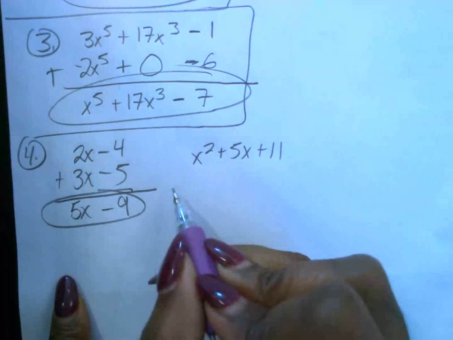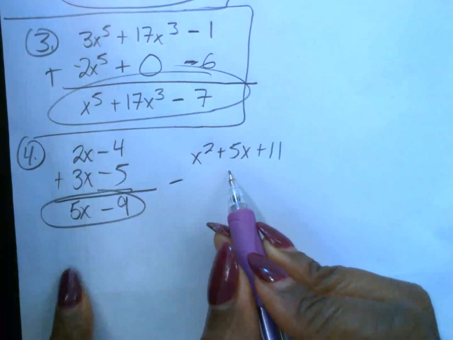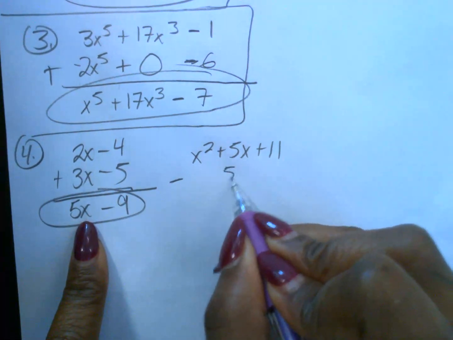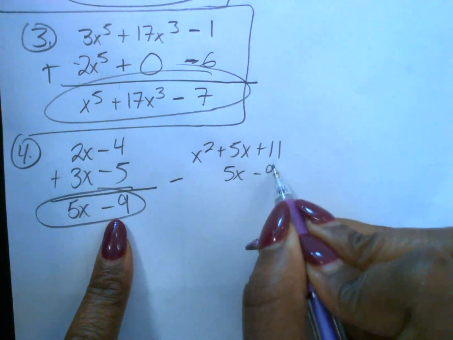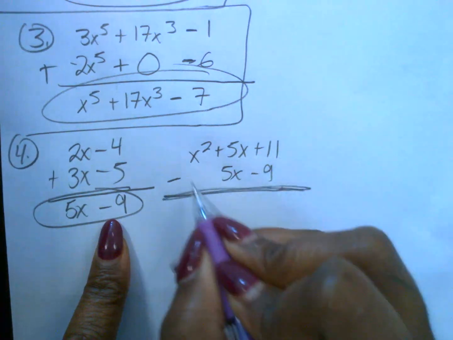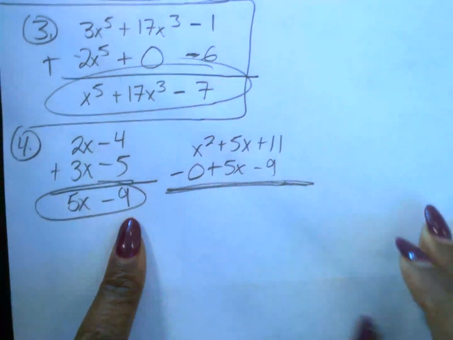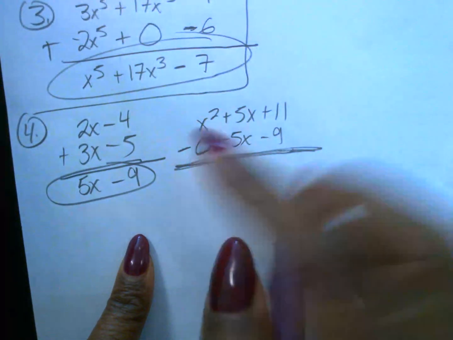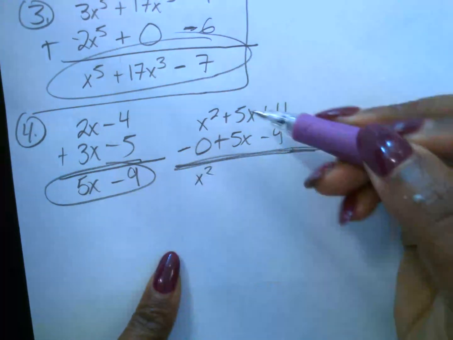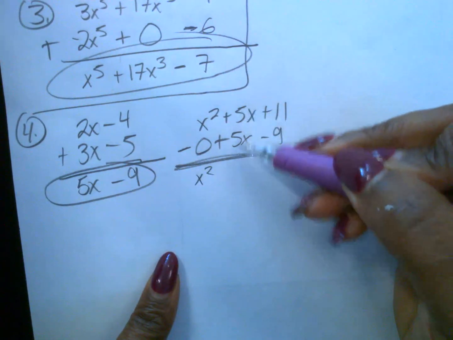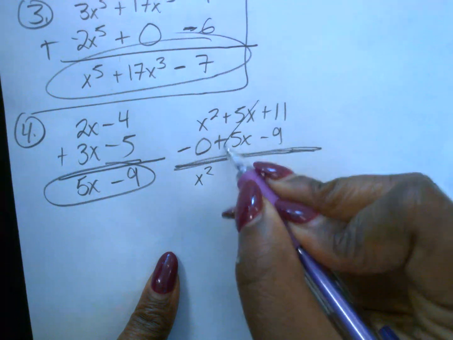So now I'm going to subtract this from it. So 5x goes under this 5x minus 9. So I'm subtracting now. I'm going to put a 0 as a placeholder here. So here I'm going to get x squared. When I subtract, what does this give me here? 0. This gives me 0, cancels out.